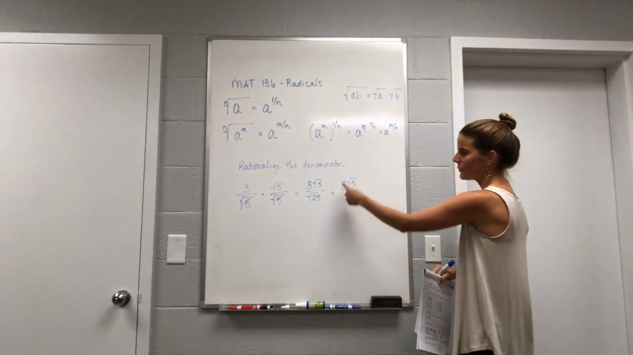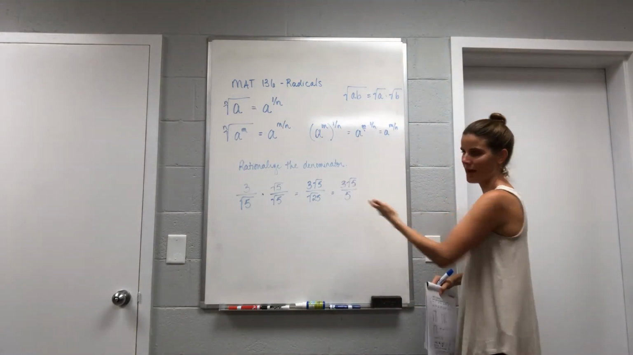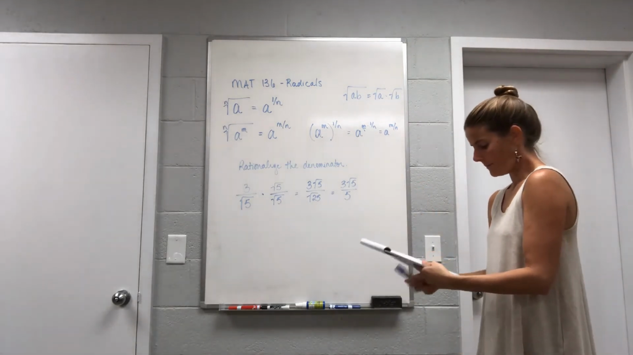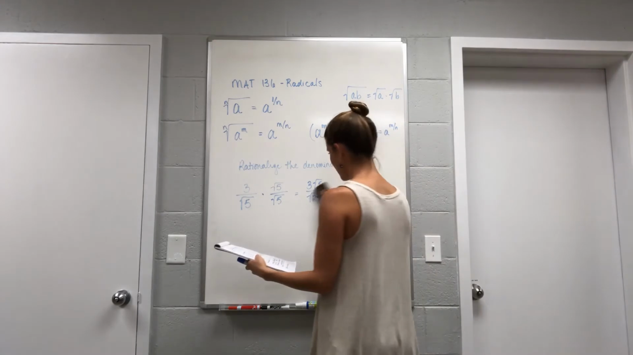There are some cases where you might be able to then simplify this. 3 over 5, that doesn't simplify. We don't have a like factor, but just keep that in mind. All right, so moving on.